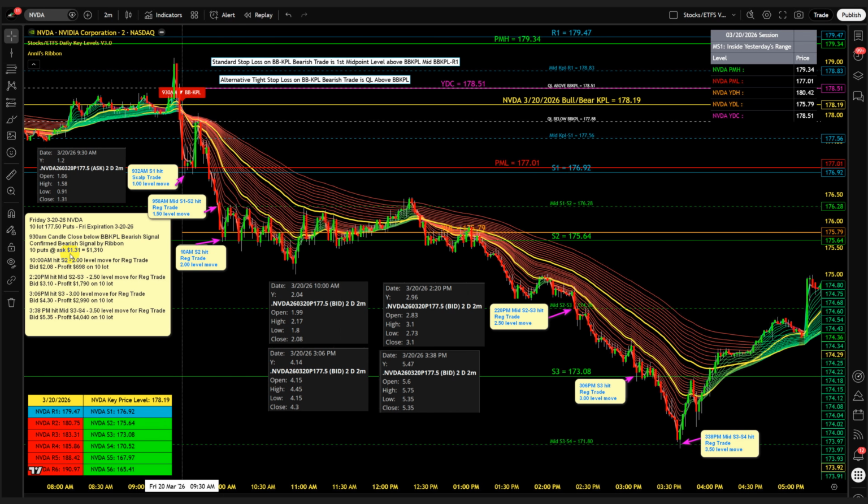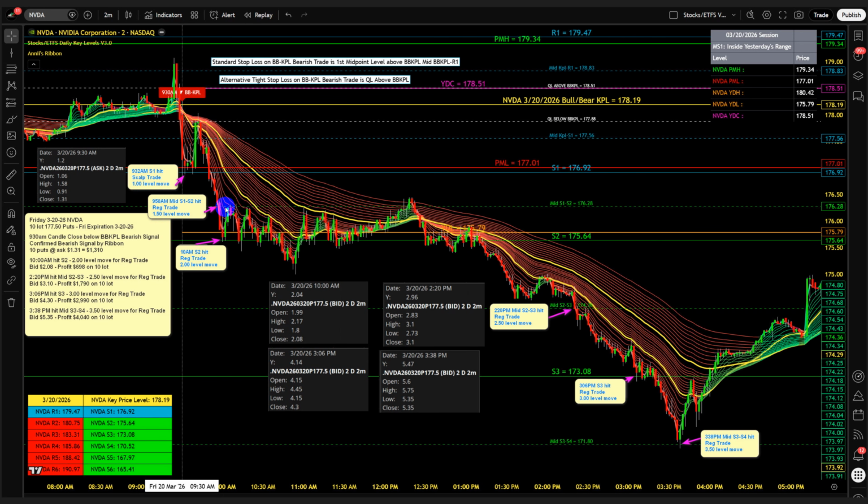Okay, so 10 at $1.31 is going to be $131 for one option, so that's going to be $1,310 for 10 options. As you can see here on the very next candle, we did get a hit of the S1, that is your one level scalp. So if you're only doing a scalp, this would be your exit, whether you're trading shares or you're trading options.